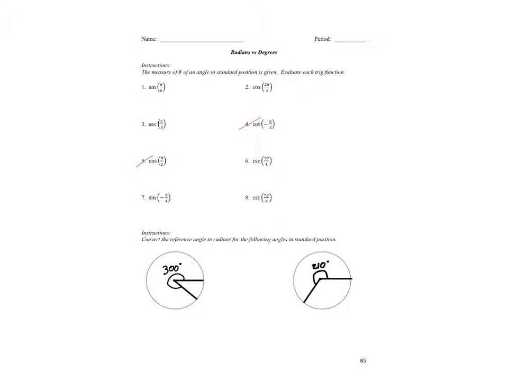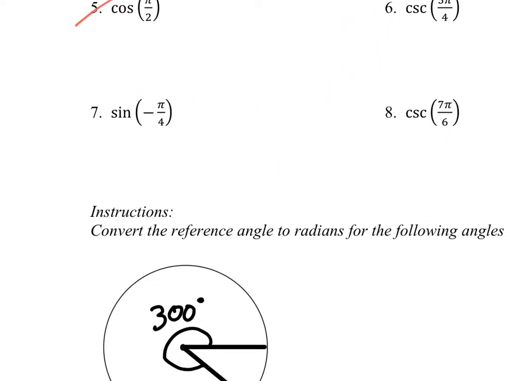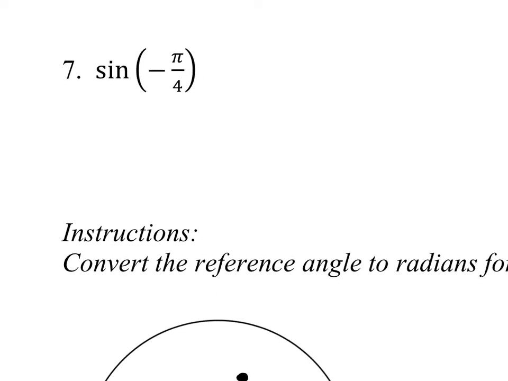So we're going to not deal with that today because I haven't really told you about pi over 2 and how to evaluate the different trig functions for that. So we're going to focus on 7 and 8, and I'm going to give you a little video on how to do those. 7 is giving us a negative angle, and we're going to ignore the fact that it's negative just for a moment.